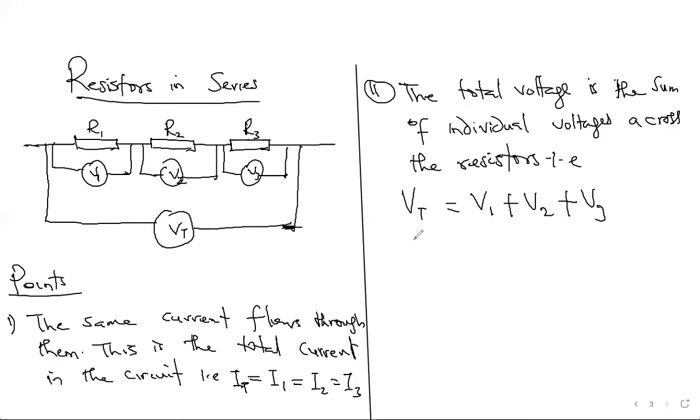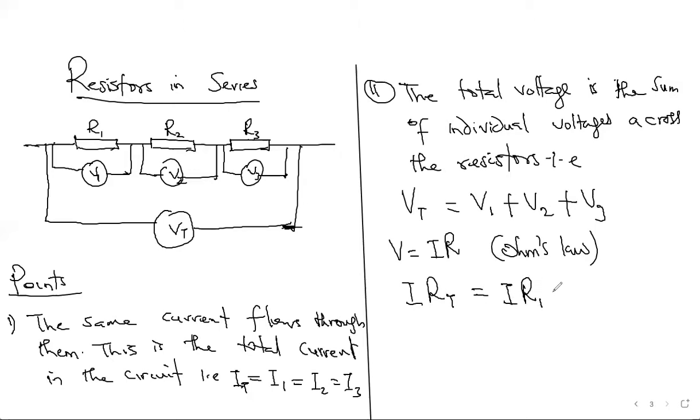Now, based on this, we can derive the formula for the total resistance. You know from Ohm's law that V equals IR, right? Therefore, VT will be equal to I RT, which is equal to V1, which is I R1, plus V2, which is I R2, plus V3, which is I R3. Why do I use I for all of them? Because I is the same for all of them, as I've established here, that the current that flows through them is the same.